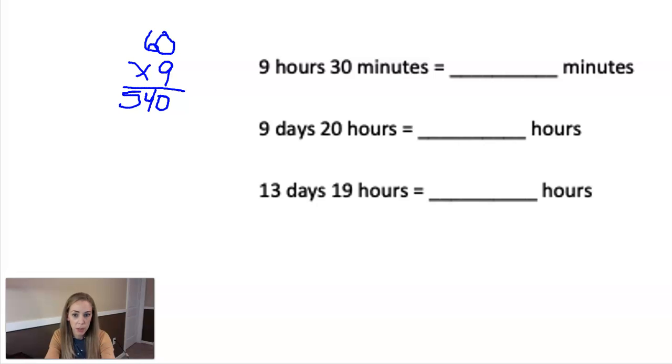Add 30 more minutes to that. So that would be 570 minutes, and they even label it for you. Okay, so just convert the first thing that they give you to the unit they're asking for, and then add the extra in, and you should be fine as long as you don't make little silly math errors.